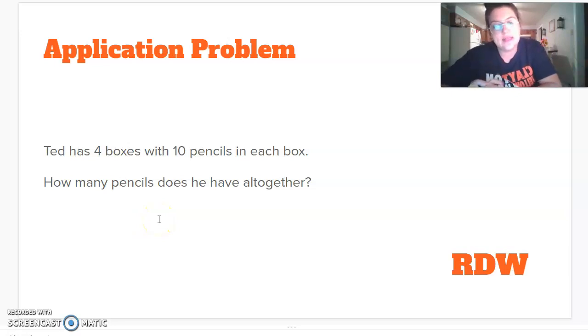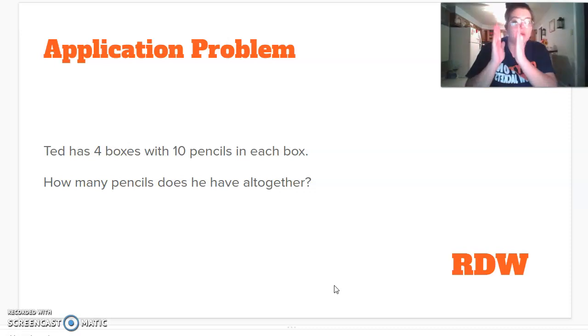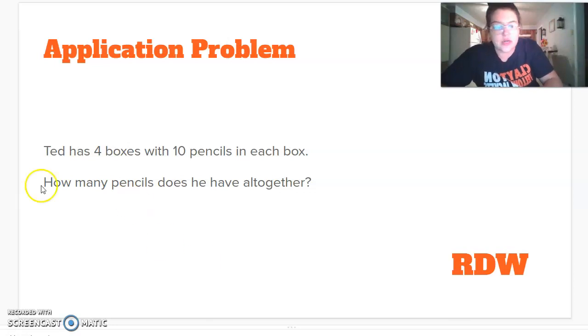So it says, and as you guys can see, it is an RDW. Read it, draw it, write it. So Ted has 4 boxes with 10 pencils in each box. How many pencils does he have altogether? So we know Ted has 4 boxes. Each box has 10. So we're going to go to our next slide.